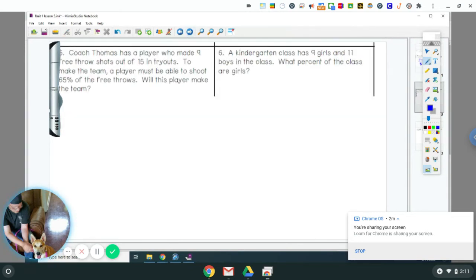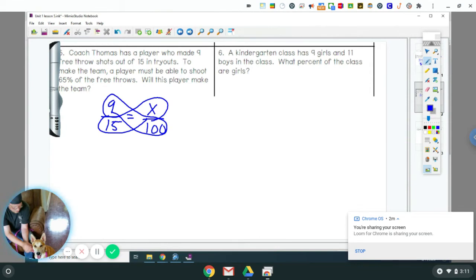Okay, Coach Thomas has a player who made 9 free throw shots out of 15 in the tryouts. To make the team, a player must be able to shoot 65% of the free throws. Will he be able to make it? Well, so he got 9 out of 15, and we're going to set it equal to x over 100. So we're going to cross multiply, do our little butterfly.